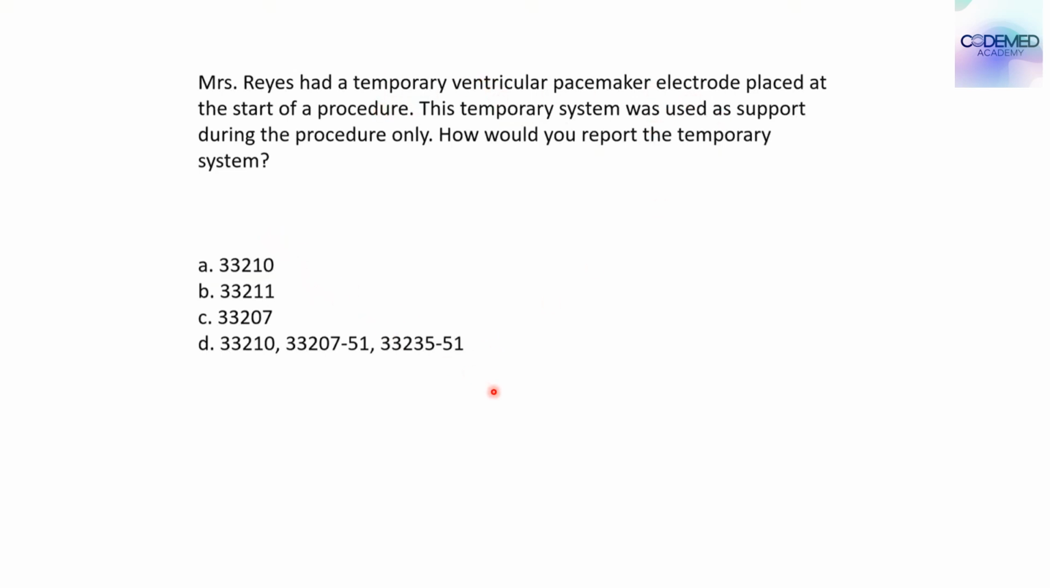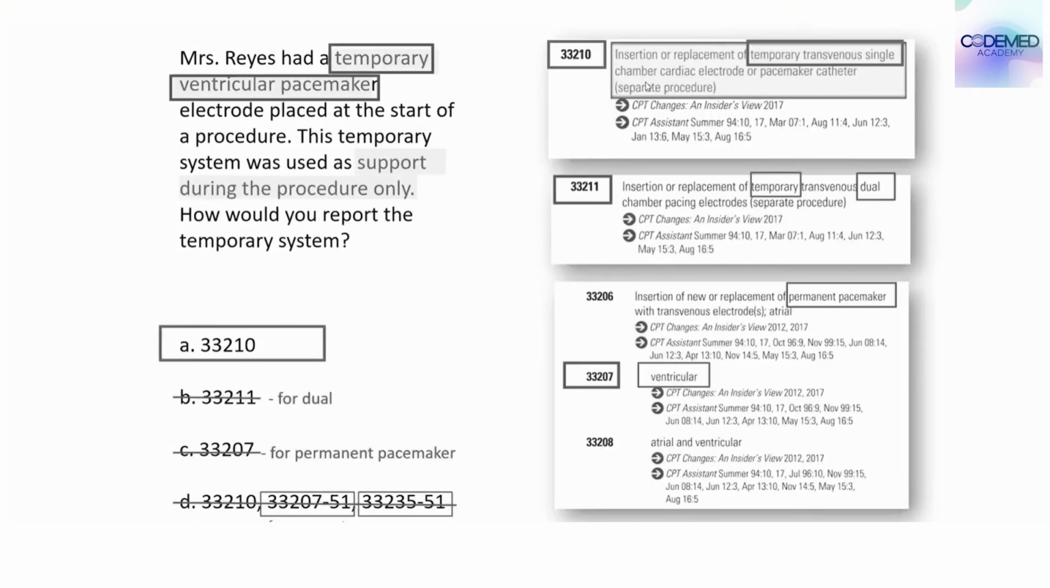So let us see all the codes. Remember, there are only 3 codes for the temporary pacemaker. So in your book you can put an asterisk in front of this temporary system, so it is easy for you to understand. So let us look at the answer. The answer is 33210, insertion or replacement of temporary transvenous single chamber cardiac electrode or pacemaker catheter. This is where they have put a ventricular pacemaker, only one chamber, a single chamber cardiac electrode of a pacemaker catheter.